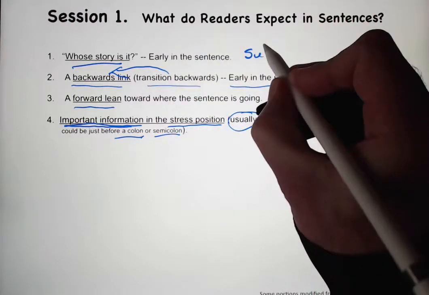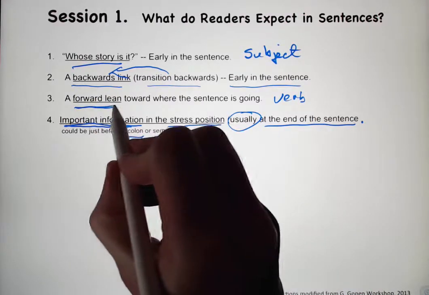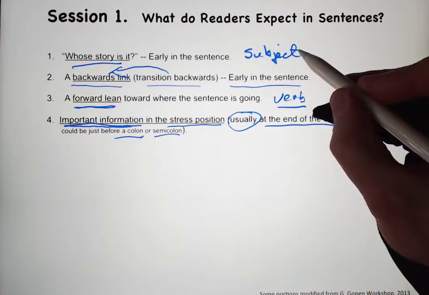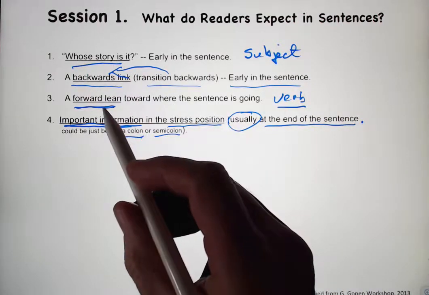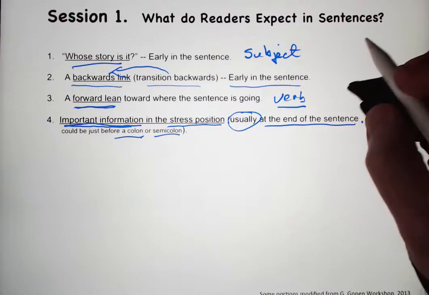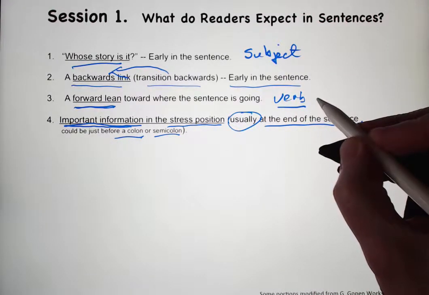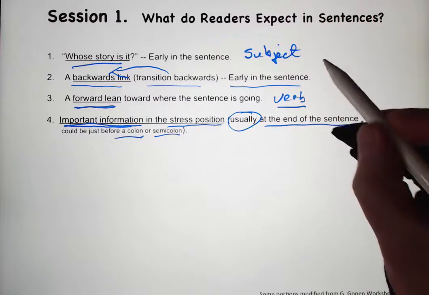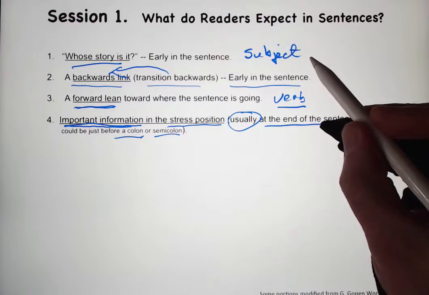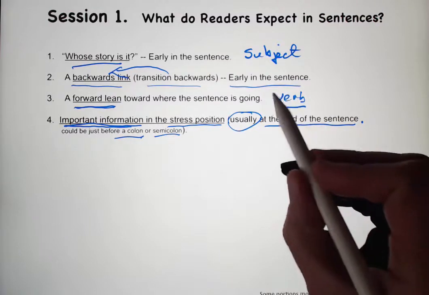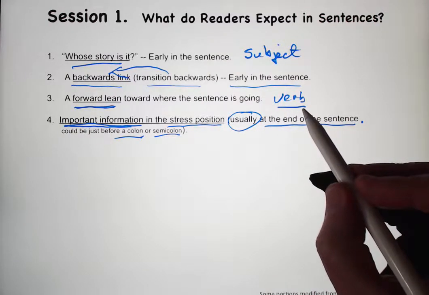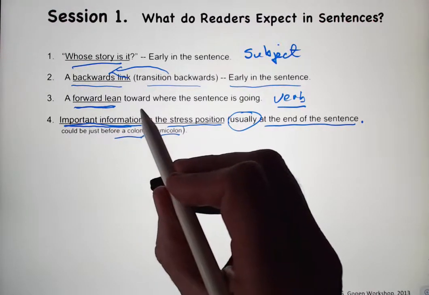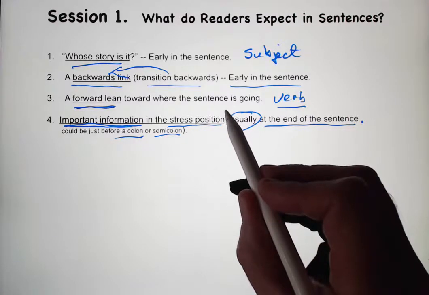So whose story is it? It's just the subject. And the forward lean toward where the sentence is going is just the verb. So why don't we just call them the subject and the verb instead of whose story and the forward lean? The reason we make that distinction is that the subject and the verb are grammatical terms that don't tell most of us what the function of that part of the sentence is. Whose story says that's who or what this story is about. And the forward lean, the verb, for most of us doesn't convey information about what it's for, whereas forward lean tells us that that verb should give clues to the reader about where the sentence is going.